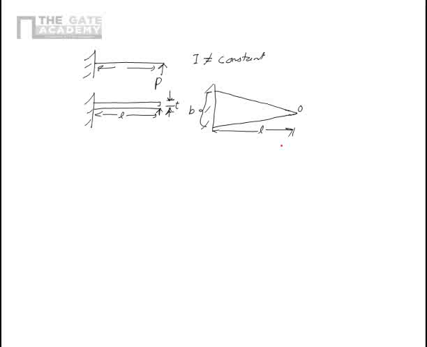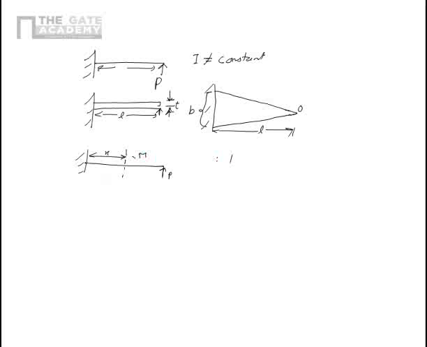So how do we solve for this problem now? So this is the width. Now I take the problem here, P, and this is the fixed end, and at a particular location X from the fixed end I find out what is the moment.